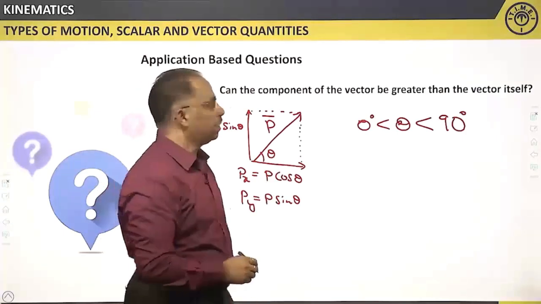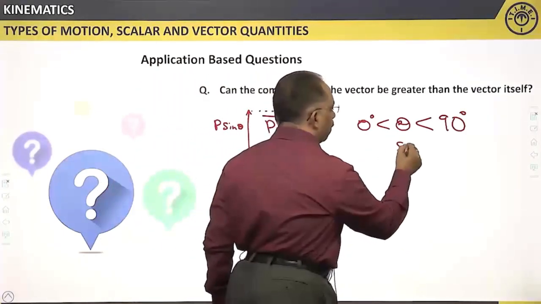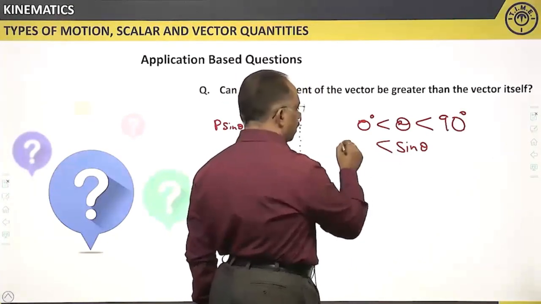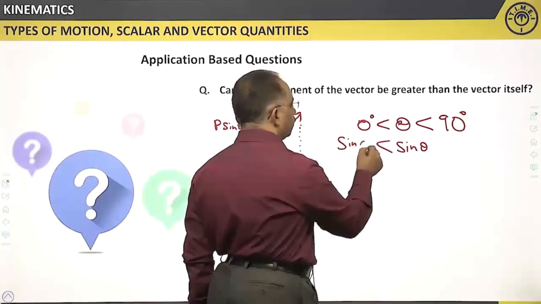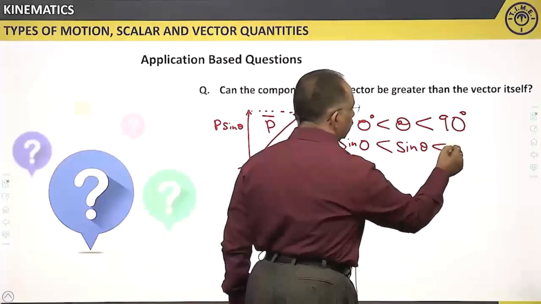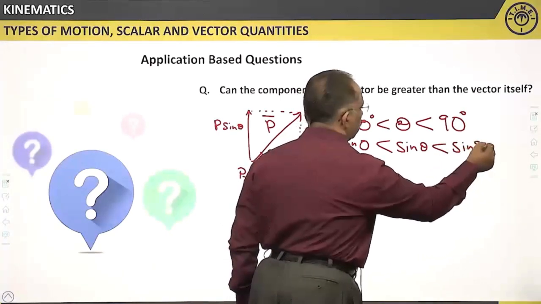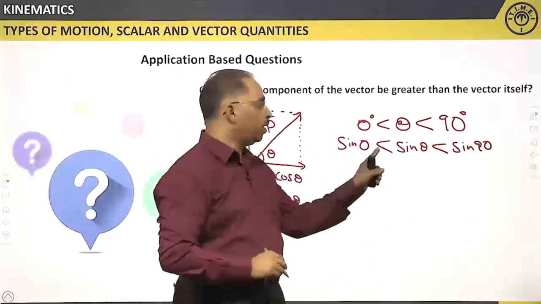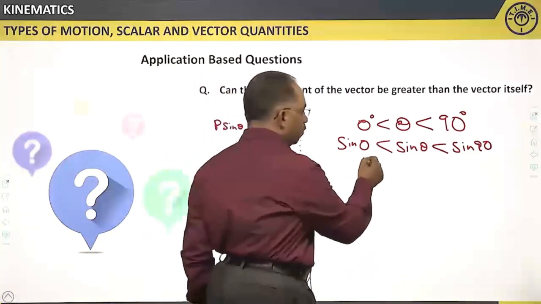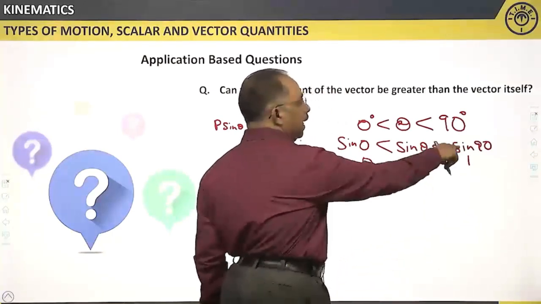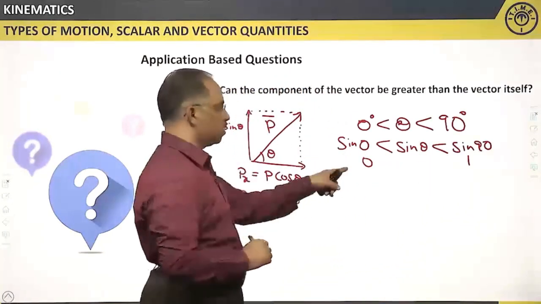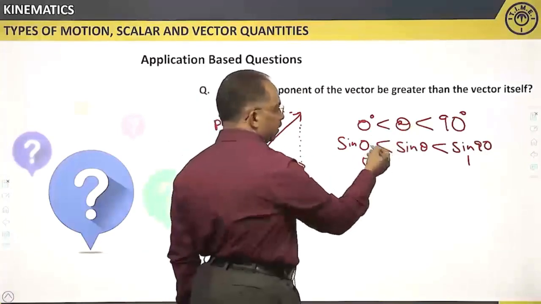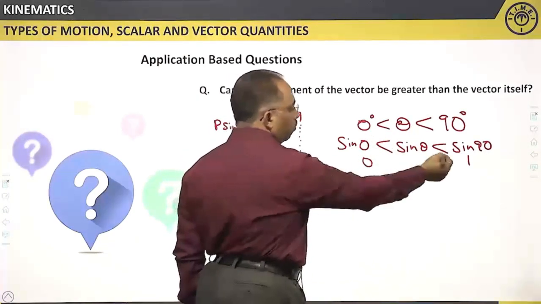Then correspondingly sin theta, if I consider, sin theta will be greater than sin 0 and less than sin 90 here, because as theta varies from 0 to 90, the value of sin theta will go from 0 to 1. Sin 90 is equal to 1, sin 0 is 0. Clear? So, if theta lies between these two, yes, sin theta will lie between 0 and 1.